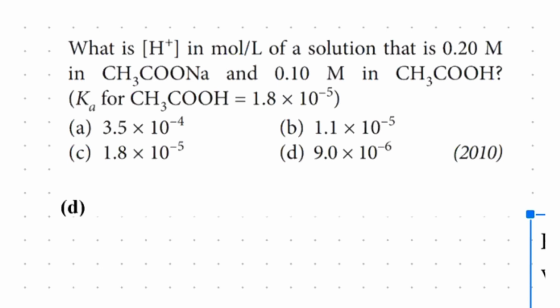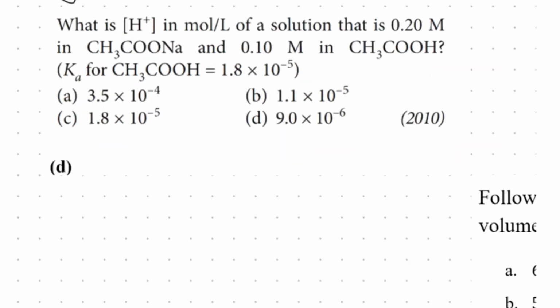What is H plus ion concentration in moles per liter, that is molar, of a solution that is 0.2 molar in sodium acetate and 0.1 molar in acetic acid? Ka value is given. Here, salt sodium acetate concentration is given. Concentration of the acid, acetic acid, is given. Ka value is given. You have to find the H plus ion concentration.